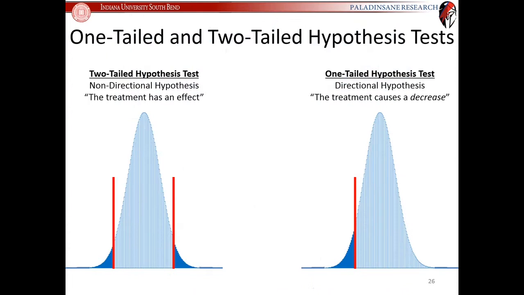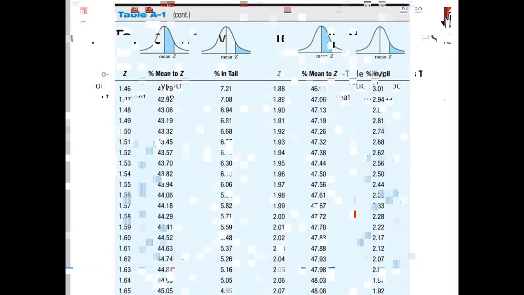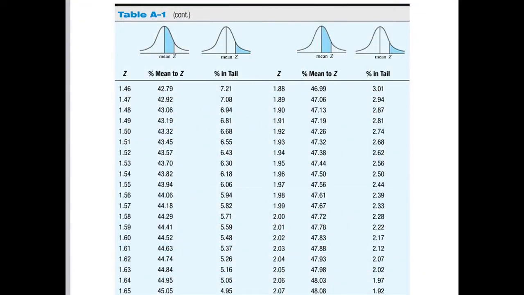Sorry about that. So when we do this, in order to find those lines in the sand, I was giving it to you before, now we're going to learn how to actually do it. In order to find those lines in the sand, you go to your unit normal distribution table. You go to that table that we've been using in Appendix A1, and you need to find whatever percentage in the tail you're looking for, and then find the z-score that's associated with that percentage.